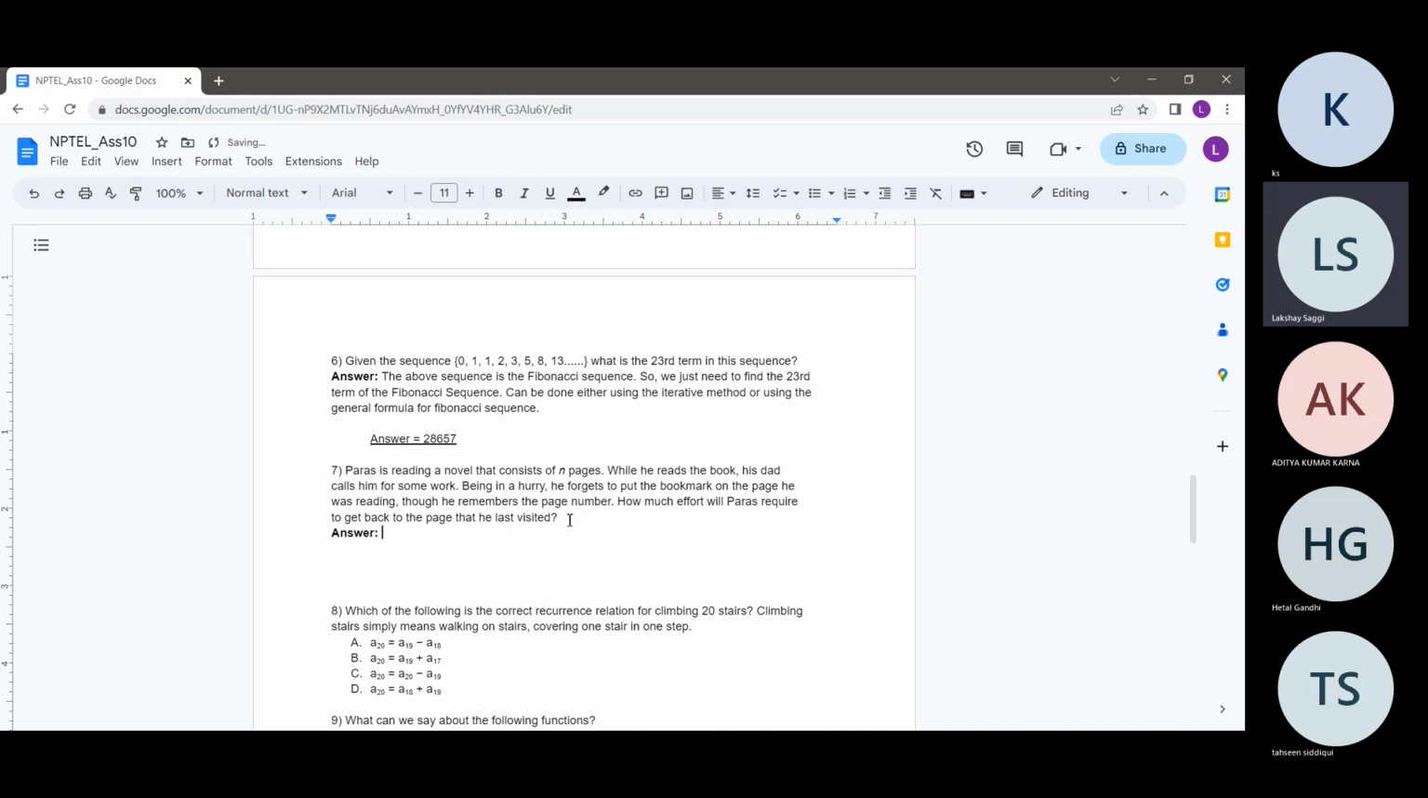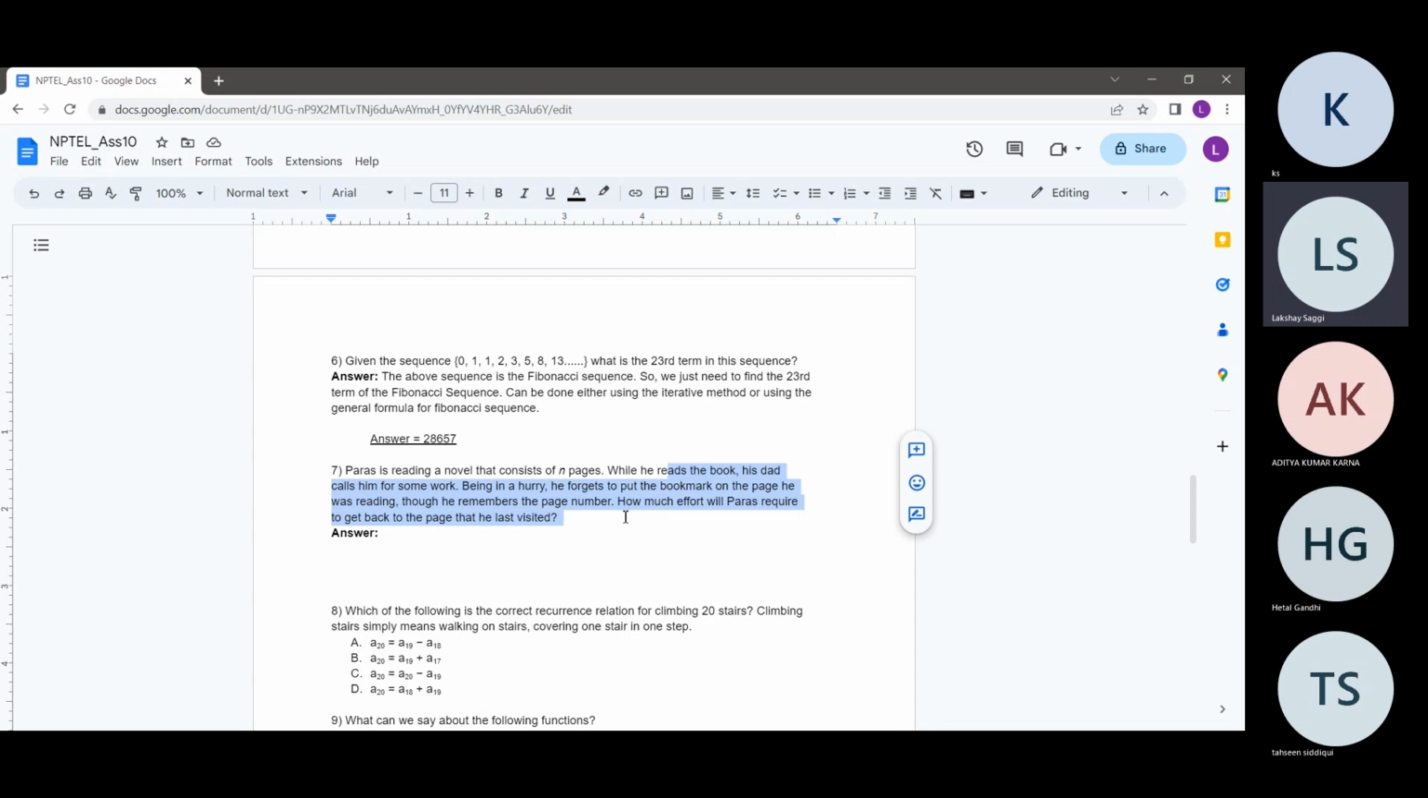Now let's come to the seventh question. The seventh question says that Paras is reading a novel that consists of some n pages. Right, so n is some variable. So the novel consists of n pages. While he reads the book, his dad calls him for some work. Being in a hurry, he forgets to put the bookmark on the page he was reading, though he remembers the page number.